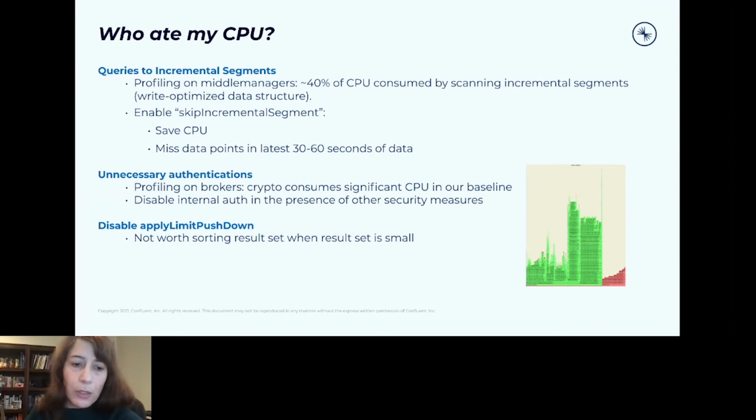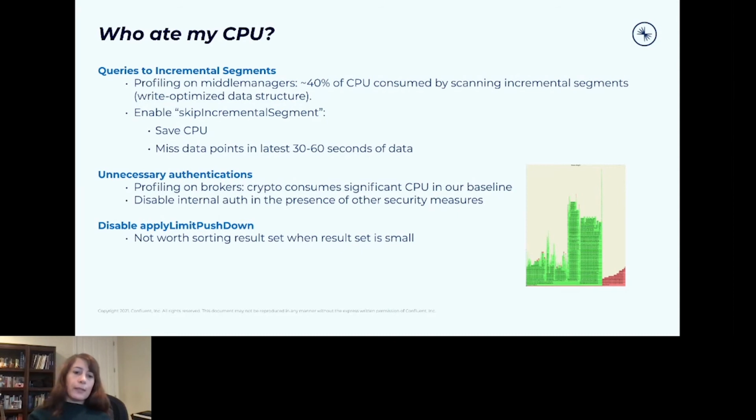It saved CPU. But on the downside, we had to miss some data points in the latest 30 to 60 seconds of data, which was okay for us. So this is the one optimization we did. The second one is that we did some profiling on brokers, and we noticed that the authentication between brokers and other nodes, which we are using basic auth, was consuming significant CPU. So we disabled the internal auth since we already had other security measures in place on the cluster, and that also reduced the CPU overconsumption.